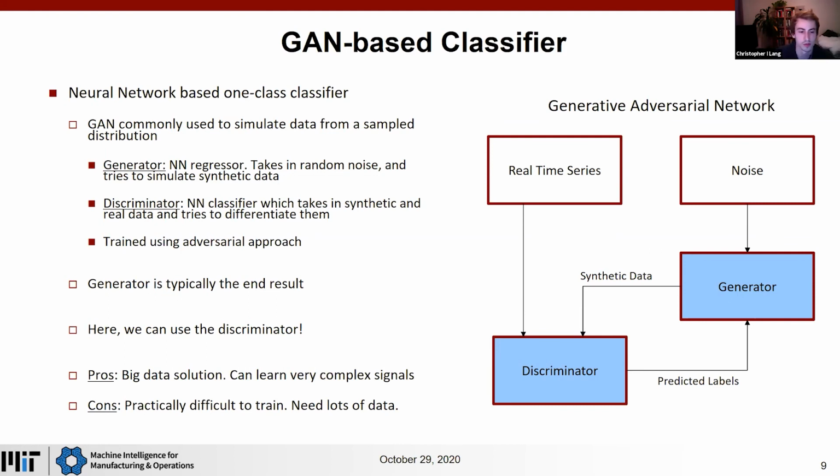So I think that the pro of this solution is that it's really the most true big data solution here, where all the other ones will scale with the amount of training data that you have. Because the neural net is a fixed size, it can scale very well with large amounts of data. And it can also learn the most complex signals. The cons of this is that it can actually be practically very difficult to train, especially this adversarial training here. And you also need lots of data in order to train them effectively.